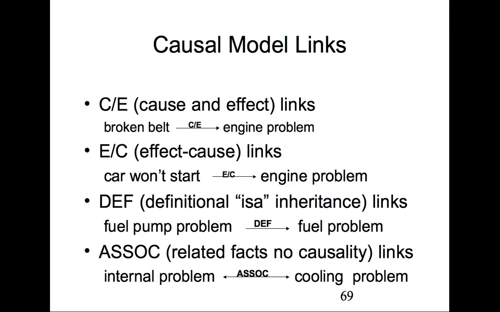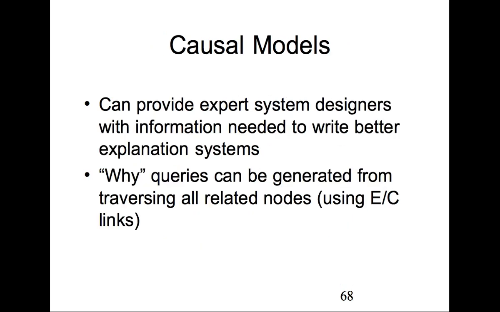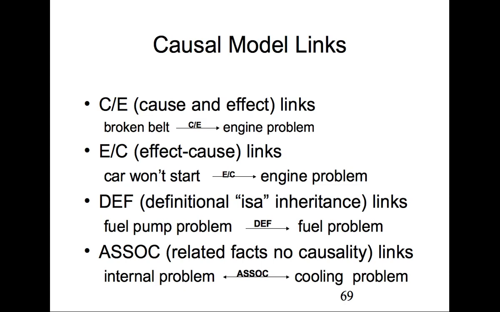And so the causal model is actually theory-based, in terms of associations. There is a cause and effect link. You know, we have a broken belt with an engine problem, perhaps, or an effect to cause: a car won't start, so we might have a problem that's affected by the engine. Or the definitional is an inheritance: the fuel pump is a problem, so we have a fuel problem that's associated with the fuel pump. These are associations made with causal links in terms of the model of the data.